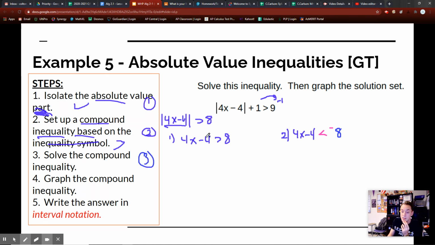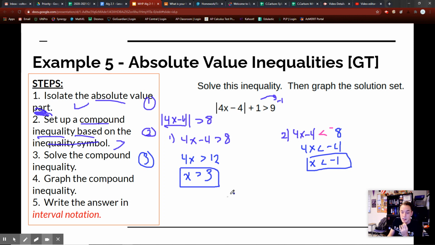All right, now we just solve, like step 3. That's the hardest part, guys. If you can get that, you're solid, because now it's just solving regular inequalities. So I add the 4 over, this is 4x, and that's going to be 12. I divide by 4, and I get 3. So that's my first one. In this one, I add the 4 over, so this is 4x, and that's going to be negative 4. I divide by 4, so this is going to be negative 1. Am I dividing by a negative here? No, I'm not.